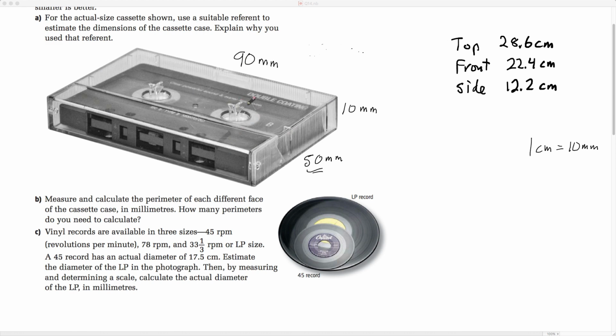So if you were actually holding a cassette tape box in your hand, it's a rectangular box. It's a rectangular prism. It's no different than any other box. It's just very skinny. It's long and skinny, not very high. And it says, how many perimeters do you need to calculate? Well, only 3. There are 6 faces.